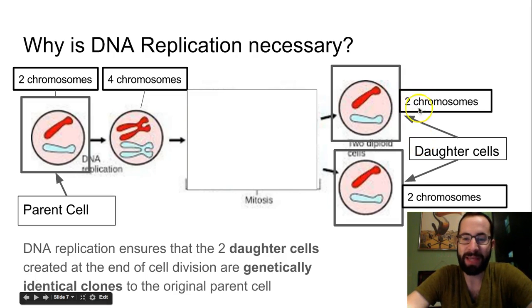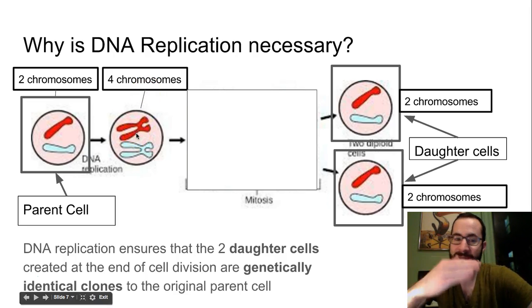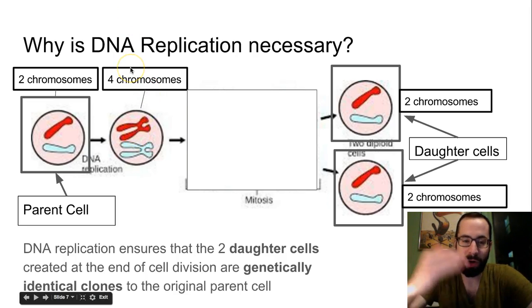And that makes sense because these 2 cells have the exact same number of chromosomes as we started with. And how was that possible? Well, it's because we doubled the number of chromosomes to 4. 4 chromosomes in one cell, and you divide that cell in half, the chromosome number also gets divided in half, and you end up with 2 chromosomes in each cell.